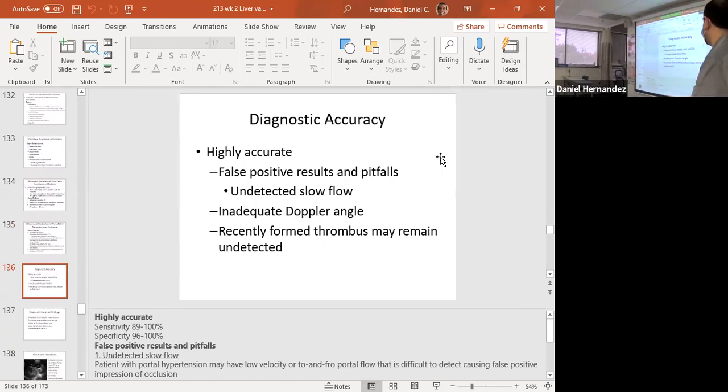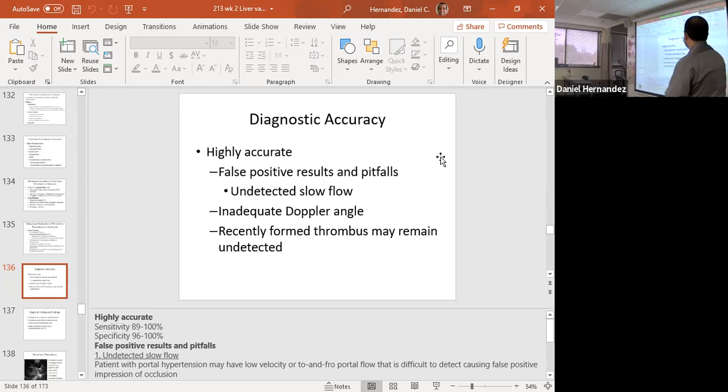Ultrasound diagnosis is highly accurate. False positive results and pitfalls for this test could be potentially undetected slow flow. If you're ever suspicious of portal vein thrombosis, throw your power Doppler on. Even though you may not be detecting flow with your regular color flow, the flow just might be very stagnant, very slow, and your power Doppler would be enough to detect the flow. If you don't see any intraluminal echoes but you're not detecting flow, always throw your power Doppler on.